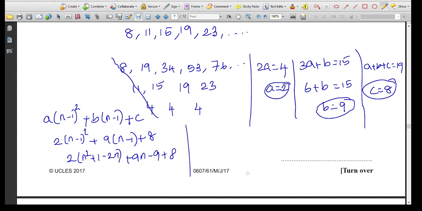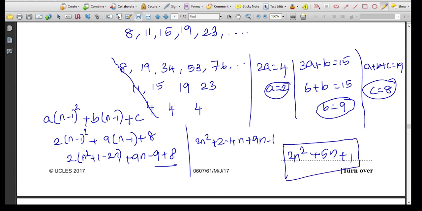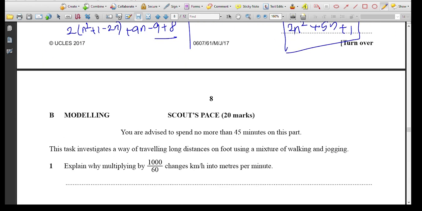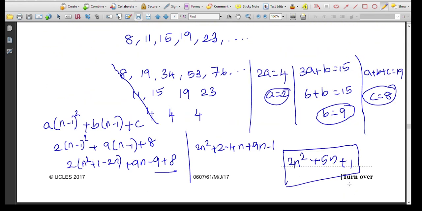And here we are getting 2n square plus 2 minus 4n plus 9n minus 9 plus 8, which will be simplified to minus 1. And here we can simplify it further. So totally the nth term is 2n square, and 9n minus 4n is going to be plus 5n, and the constants are minus 1 plus 2, which is plus 1. So what is the nth term we are getting here? 2n square plus 5n plus 1. So we have completed that investigation. It's over.